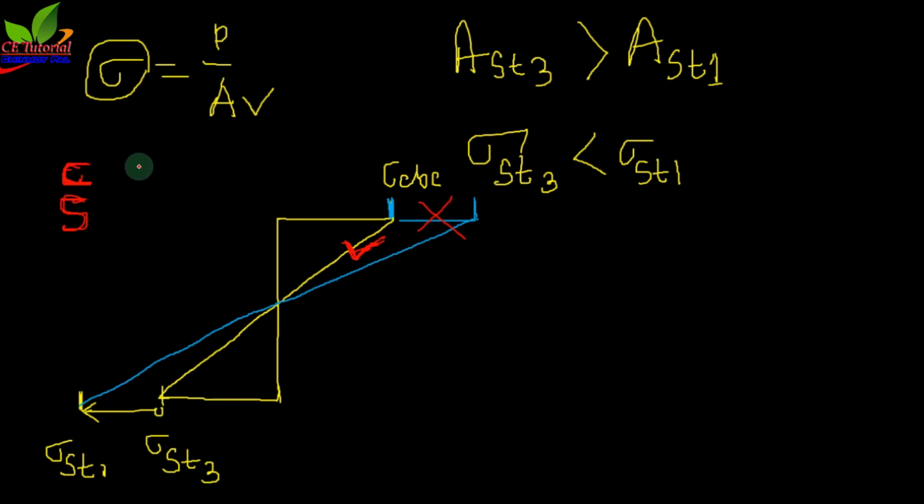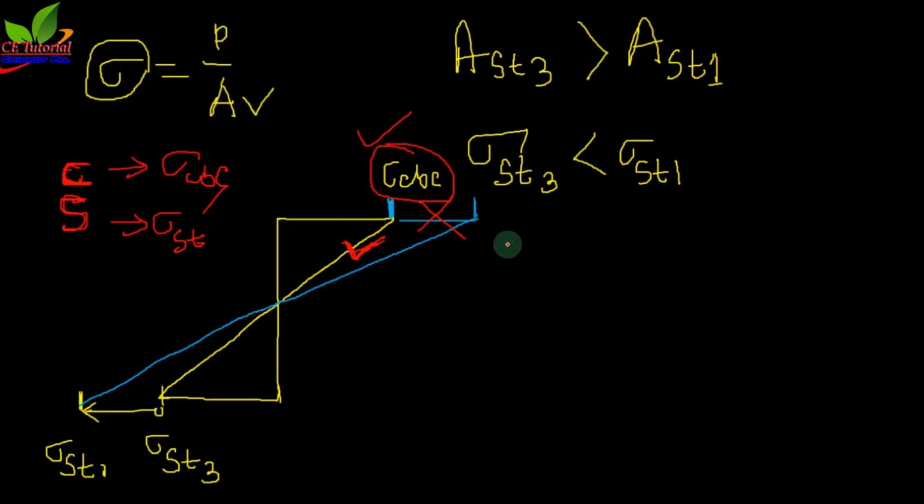Okay, so sigma stress for concrete is sigma CBC. You have to reach either sigma CBC or sigma ST, and for that case sigma CBC reaches first, sigma CBC, not sigma ST.